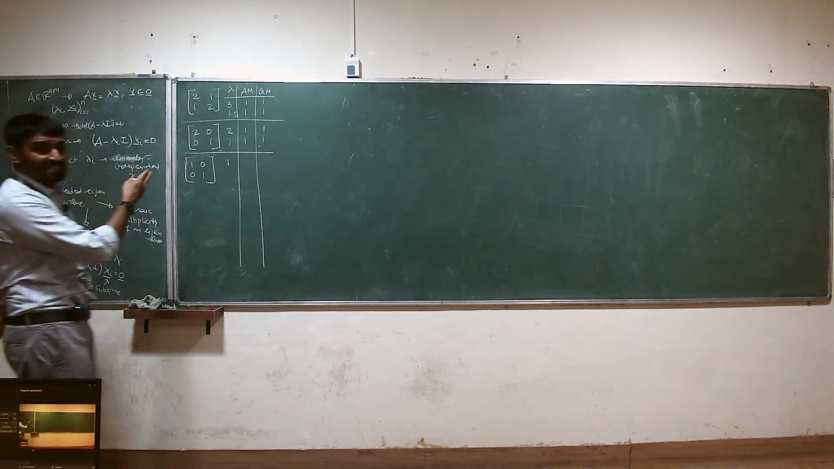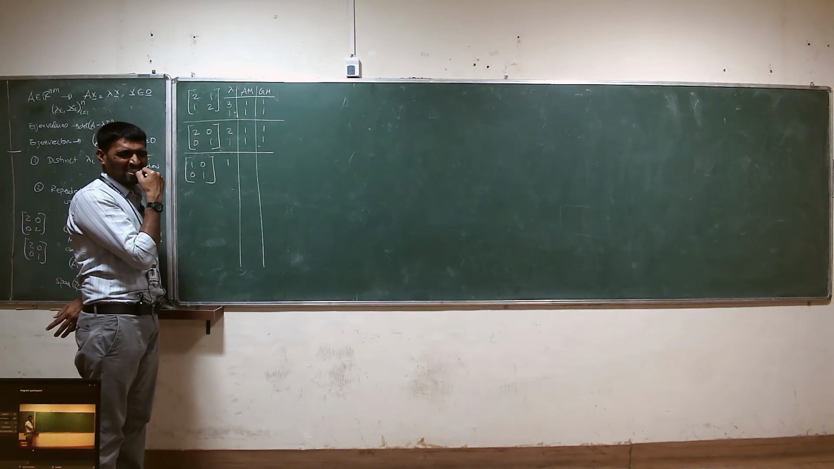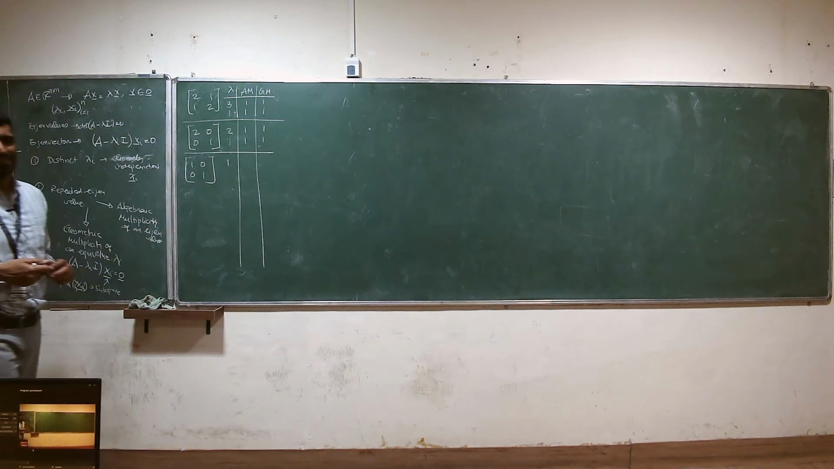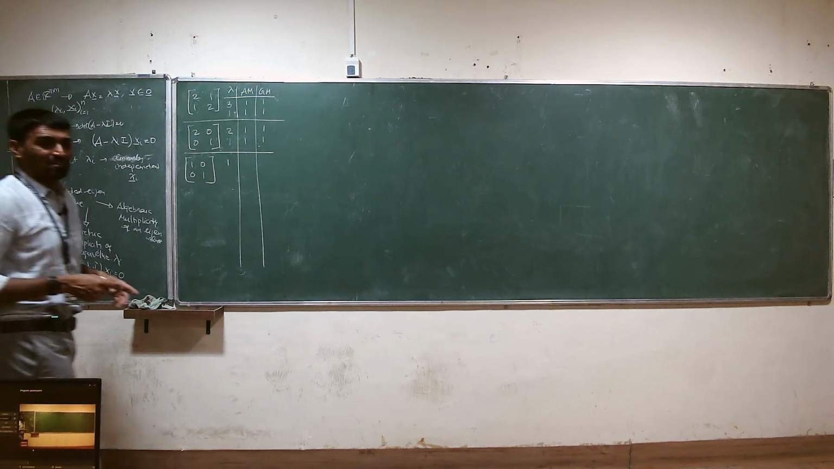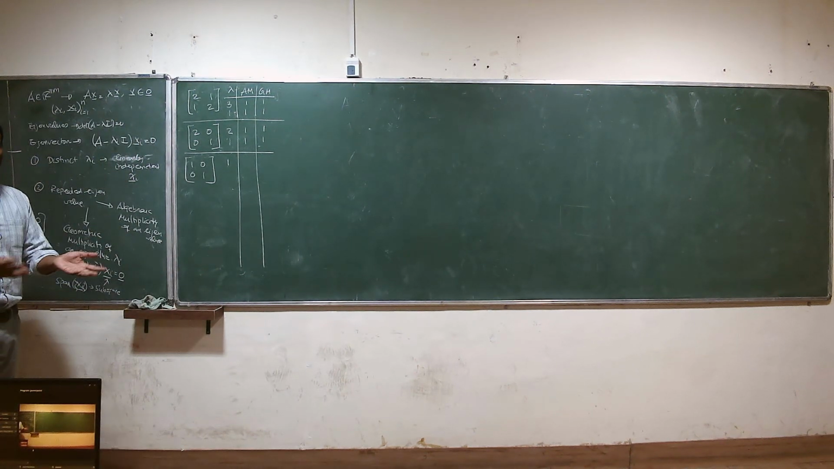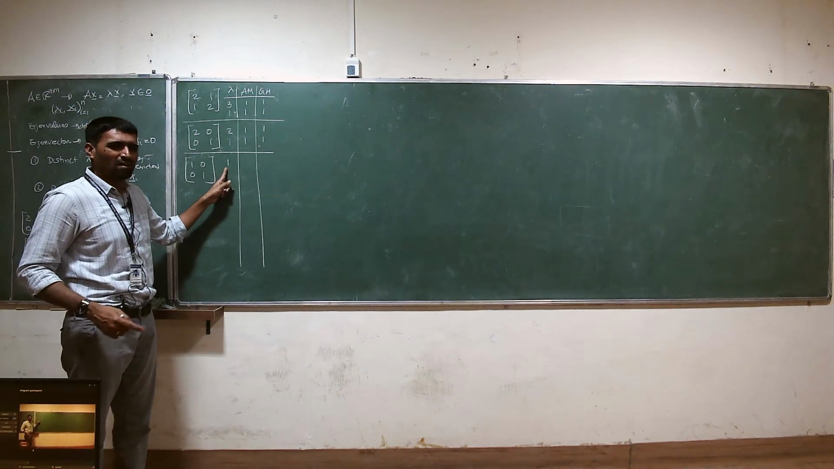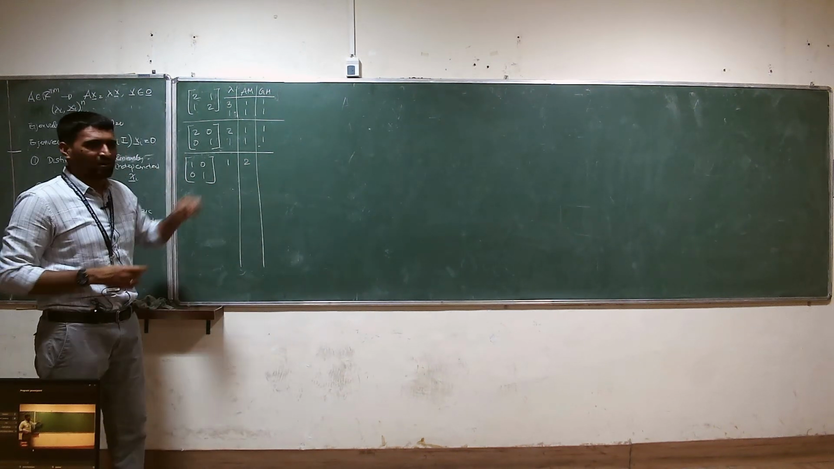What is the geometric multiplicity? I'm sorry, algebraic multiplicity. Here it's the number of times an eigenvalue is repeated. How many times is 2 repeated? 2, that's all. What about the geometric multiplicity?